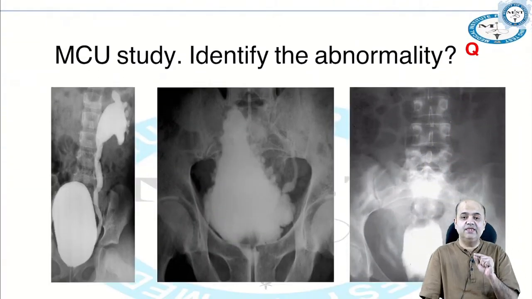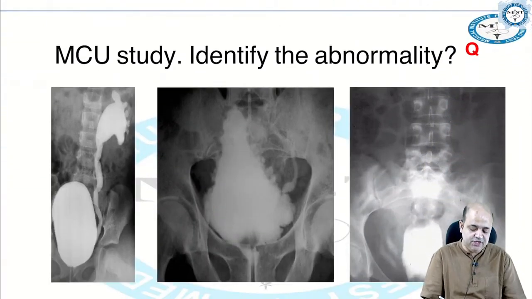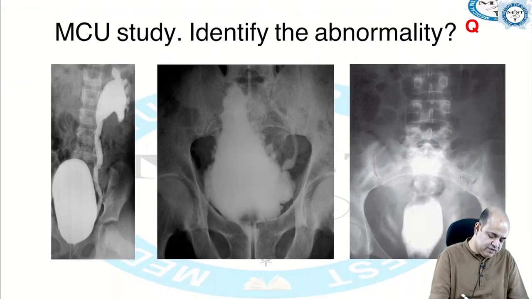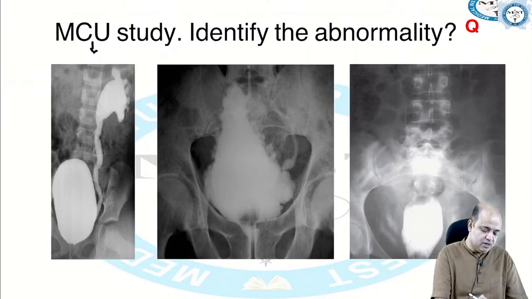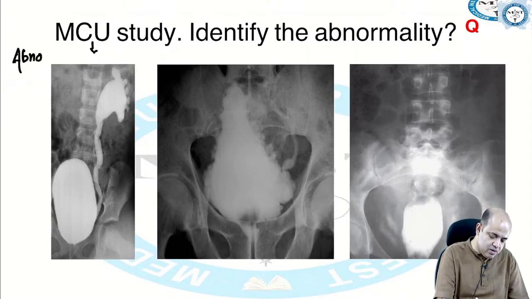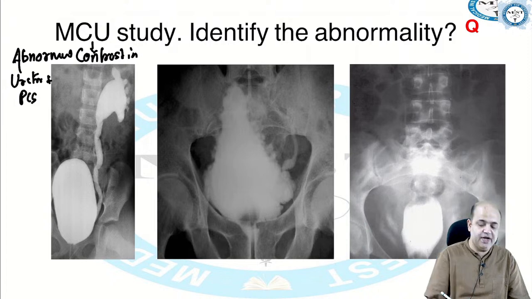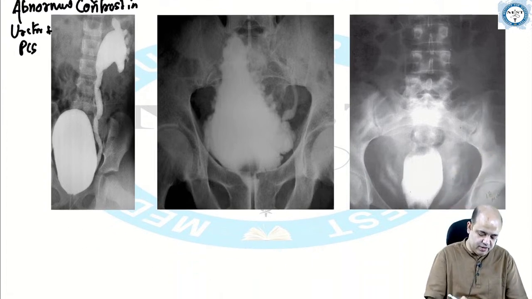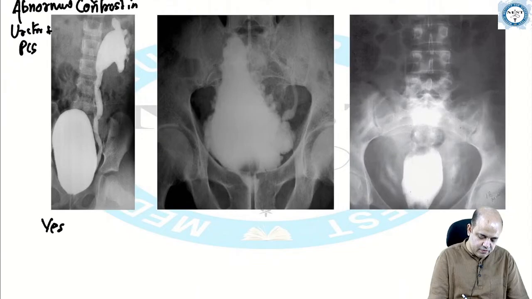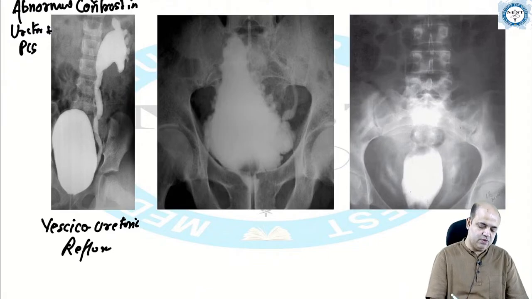And here the examiner has committed that these are MCU images. And what do we see? In the MCU study we are seeing contrast in the ureter and PCS. This is indicative of the vesico-ureteric reflux.